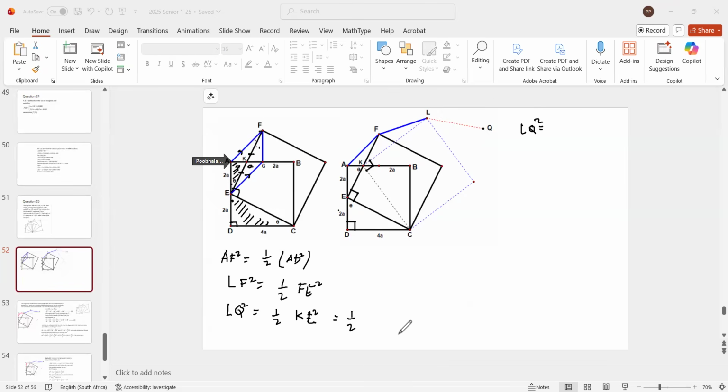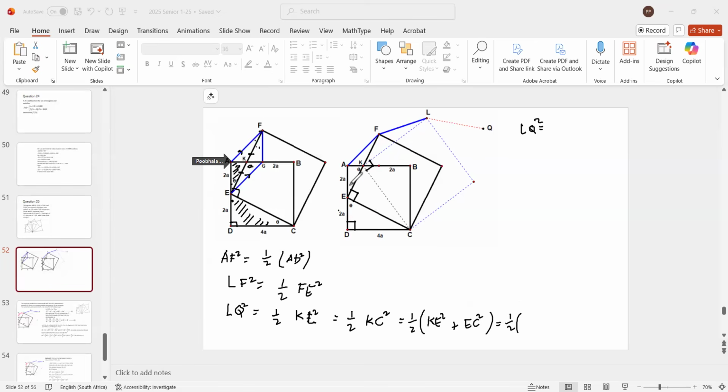But KL and KC are the same thing. So it's half of KC squared. Now KC squared is this squared plus this squared. So it's half of KE squared plus EC squared. Because this KC squared, KL, same as this because this is a square here. And this squared by Pythagoras is that squared plus that squared. And this is half of.